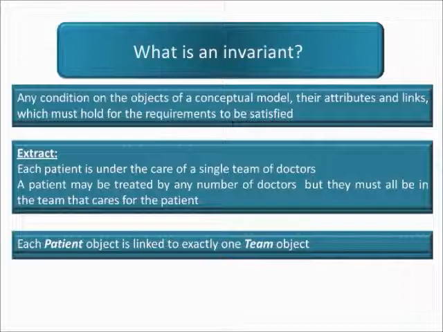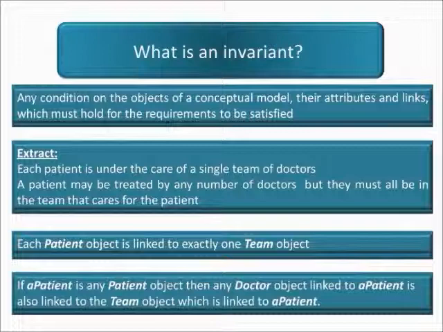All the doctor objects linked to a patient object must be linked to the team object to which that patient object is linked. We can express these two invariants more precisely as follows. Each patient object is linked to exactly one team object. If p is any patient object, then any doctor object linked to p is also linked to the team object which is linked to p. The first of these invariants imposes a condition on the number of links that are allowable between objects of two classes. The second invariant is one such example. It expresses a dependency between links of more than one association.